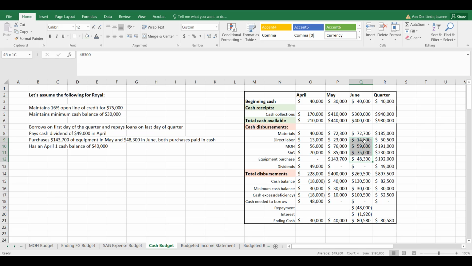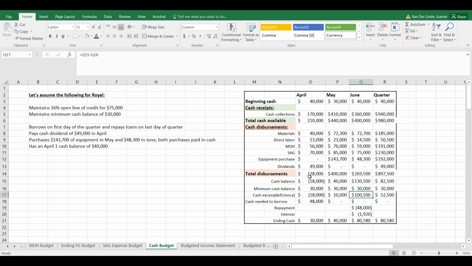So we have that equipment purchased there. We add up all these cash disbursements, and we see total disbursements of $269,500. The total cash available minus the total cash disbursements leaves us with a cash balance of $130,500. Our minimum cash balance is $30,000, so we have way more than that. Our cash excess is $100,500.